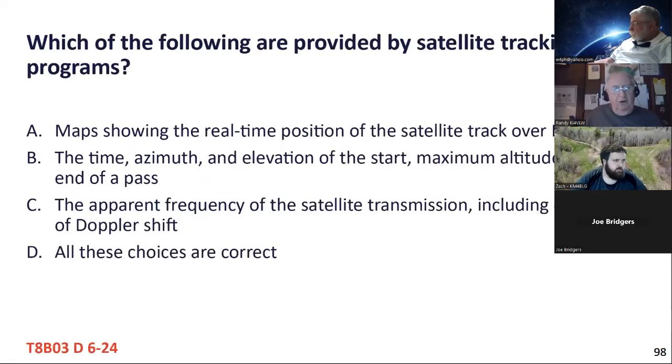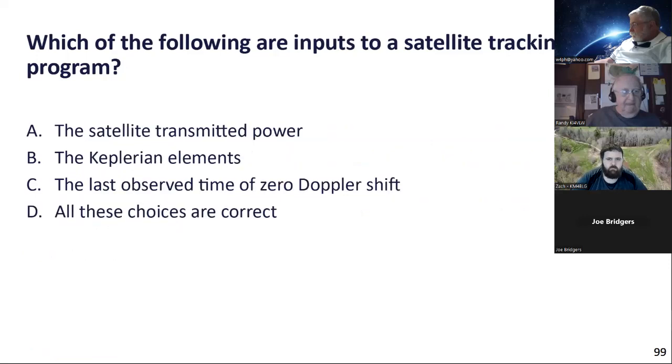Which of the following are provided by satellite tracking programs? Okay, it would be D. All these choices are correct. Which of the following are inputs to a satellite tracking program? Again, that would be D. All of them.